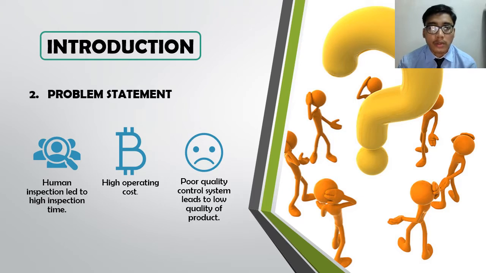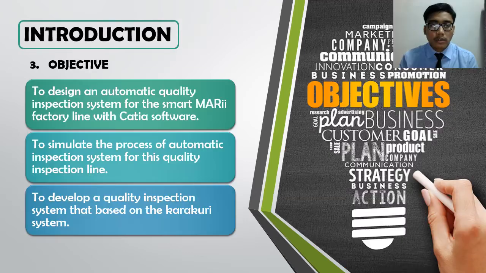And lastly, the problem that I found is that a poor quality control system leads to low quality products. A poor quality control system is surely unable to detect any defects or problems in the product. As a result, many low quality products will be delivered to the customer, and this will affect customer satisfaction.